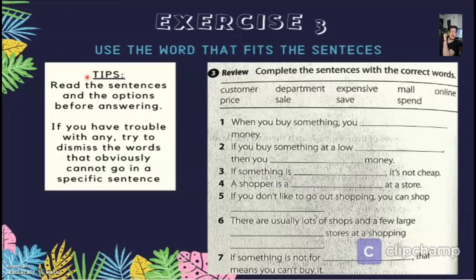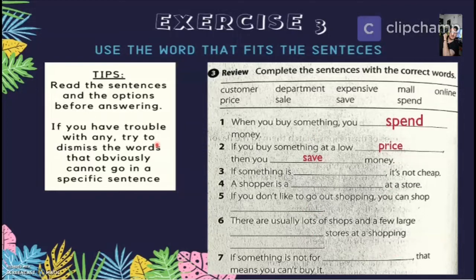Okay guys, let's continue with the next part, that is exercise number 3. Complete the sentences with the correct words. Okay, we are going to read the whole sentence and try to predict the answer. So for example, number 1, when you buy something, you spend money. Okay, for number 2, if you buy something at a low price, then you save money. For number 3, if something is blah blah blah, it is not cheap. Basically, we're talking about the opposite of cheap, that is expensive.